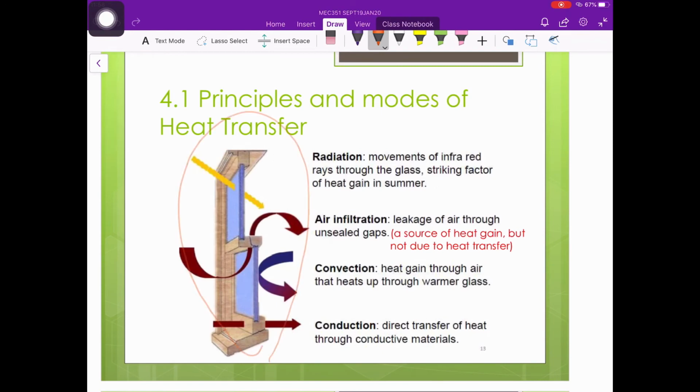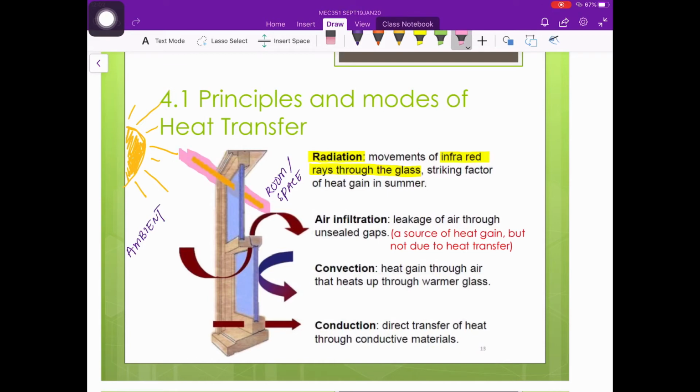Now, let's take this cross-section of a wall that consists of a window as our example. As we can see, our room or space can be heated by these four factors. Our room or space can gain heat from the sun through radiation, where the infrared rays strike through the glass of our window. The room or space also can gain heat through conduction, where heat is transferred through conductive materials.